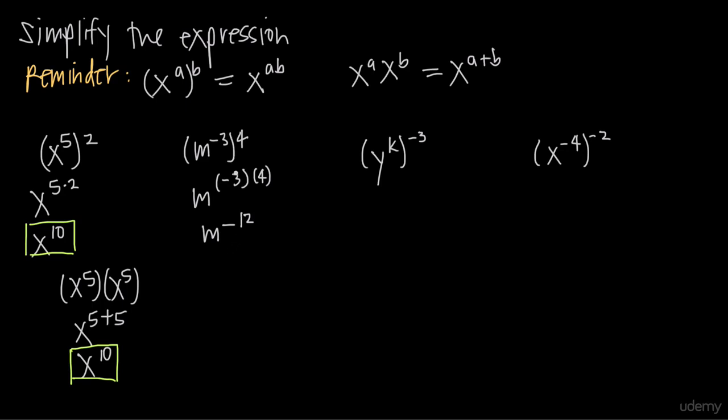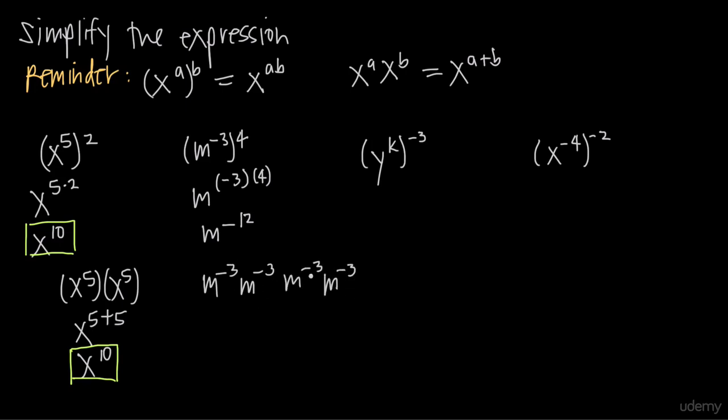Alternatively, we could do it a different way. We could say m to the negative 3 we know is the same thing as 1 over m to the positive 3, and we could raise that whole thing to the fourth power. So we haven't changed anything, we've just rewritten m to the negative 3 as 1 over m to the positive 3. Those two things are the same thing. We could also approach this problem the way we did here, where we said we had four factors of m to the negative 3. So we could rewrite this as m to the negative 3 times m to the negative 3 times m to the negative 3 times m to the negative 3.